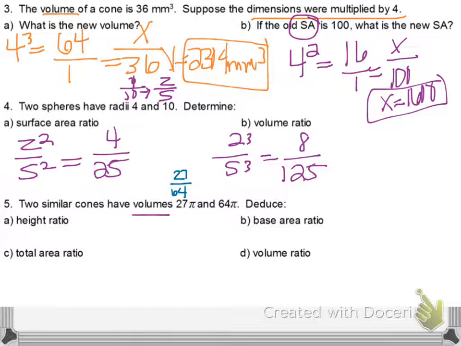That doesn't go down anymore. Okay, so that is the scale factor of the volumes. So if we want to get what these original ratios were, think about how that volume scale factor was made. It was made by cubing numbers.